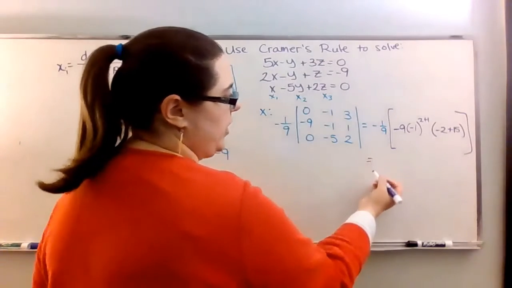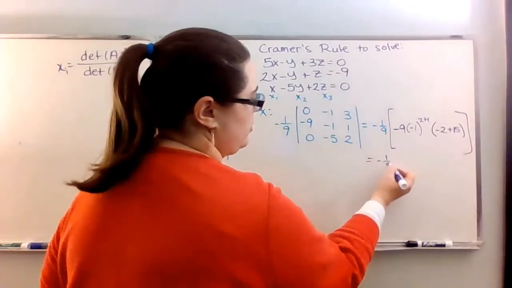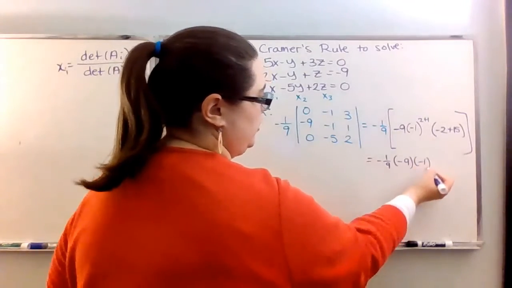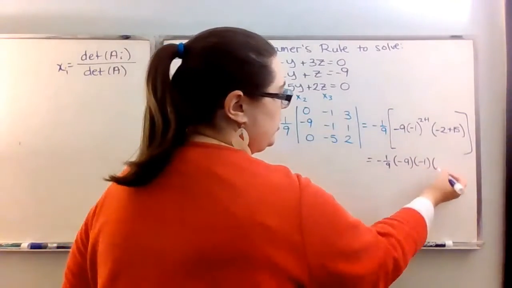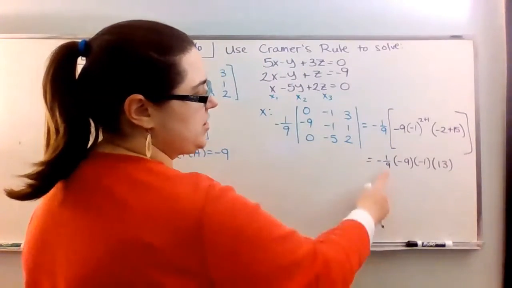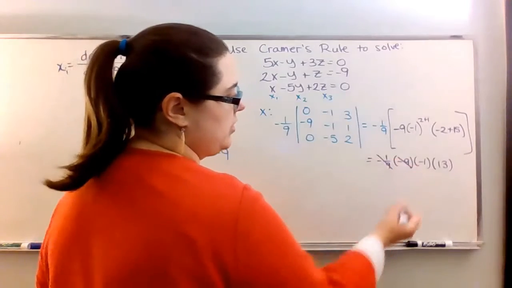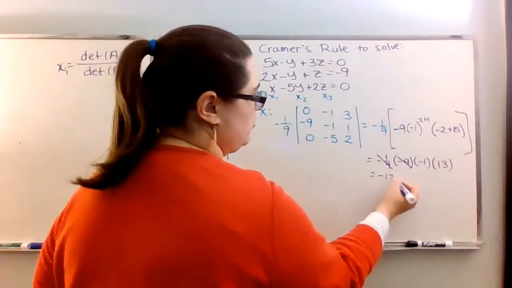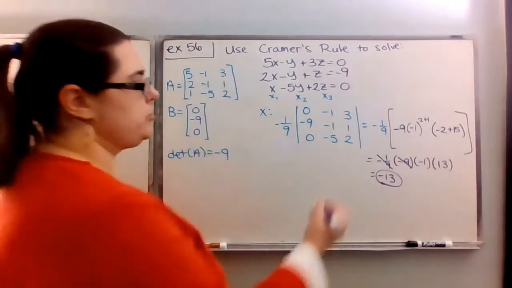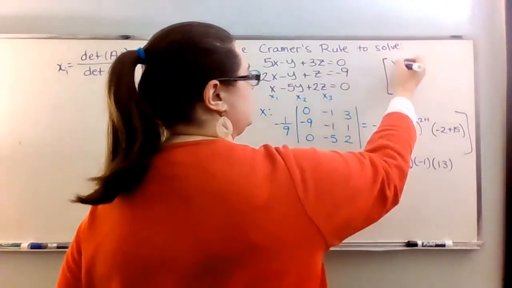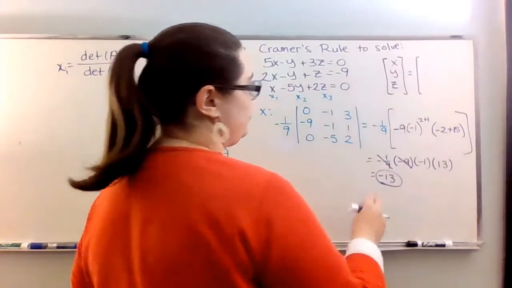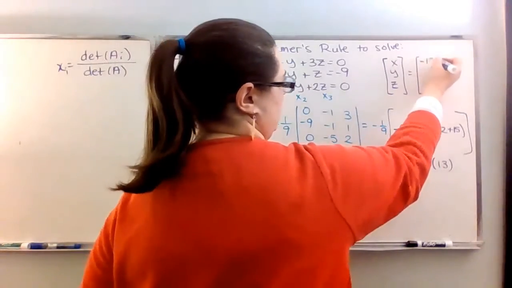So this is going to give us negative 1/9 times negative 9 times negative 1, because we have an odd power, times 13. What's nice is these two values cancel on us, and we end up with negative 13. So if I'm writing down my solution, x, y, z, we now know that x is going to be negative 13.